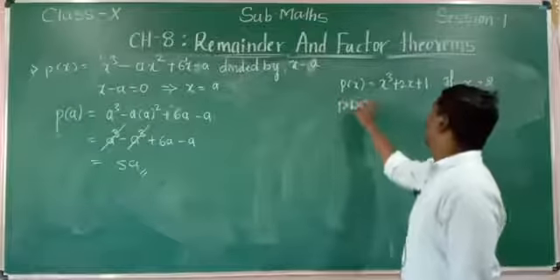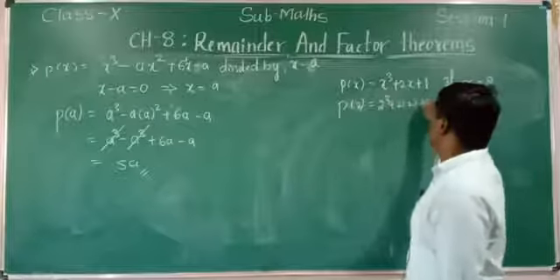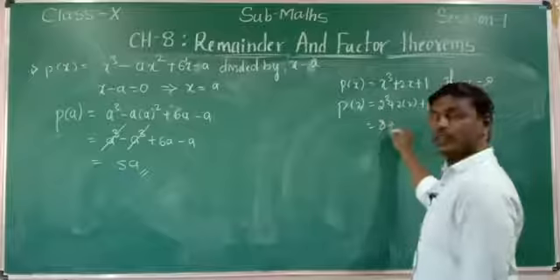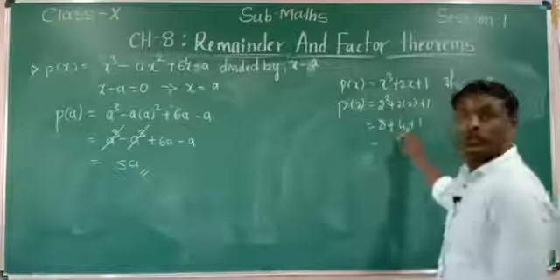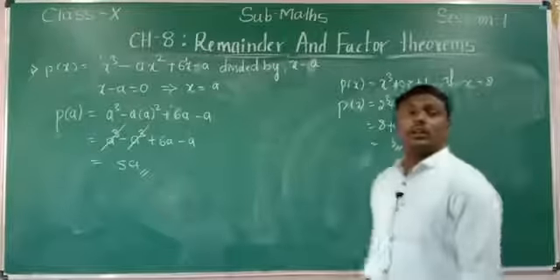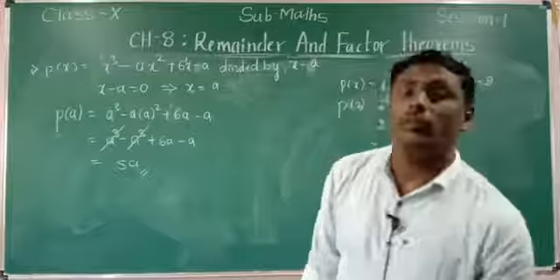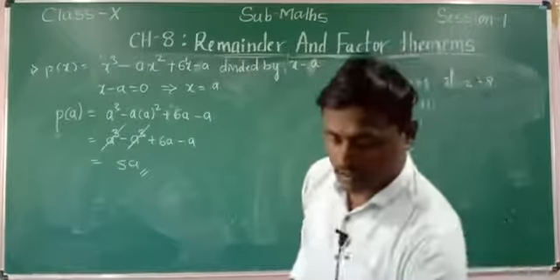So p of 2 is equal to 2 cube plus 2 into 2 plus 1. 2 cube is 8, 2 into 2 is 4, plus 1. So 8 plus 4 is 12, 12 plus 1 is 13. So 13 is the final value of the given expression. Next one, see the next question.